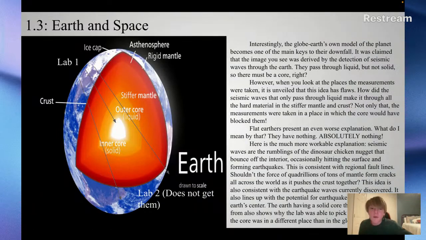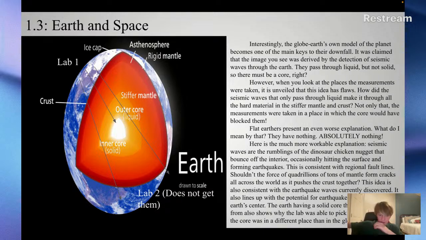All right. 1.3, Earth and Space. Interestingly, the globe Earth's own model of the planet becomes one of the main keys to their downfall. It was claimed that the image you see was derived by the detection of seismic waves to the Earth. They pass through liquid, but not solid, so there must be a core, right? However, when you look at the places the measurements were taken, it is unveiled that this idea has flaws. How do the seismic waves that only pass through liquid make it through all the hard material in the stiffer mantle and crust? How are they still detectable on the other sides of the Earth?